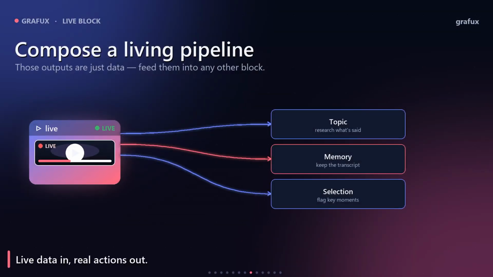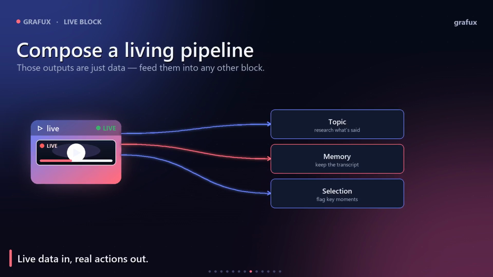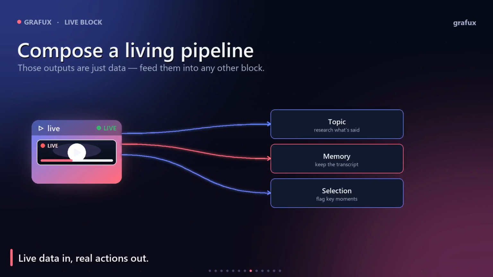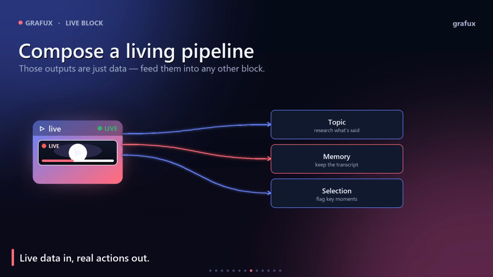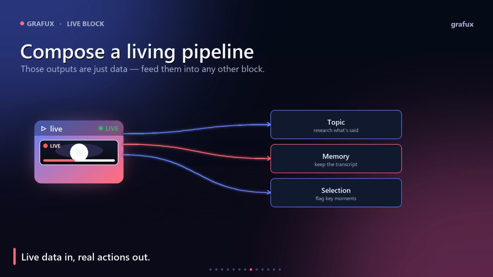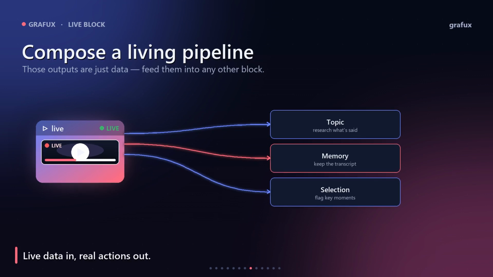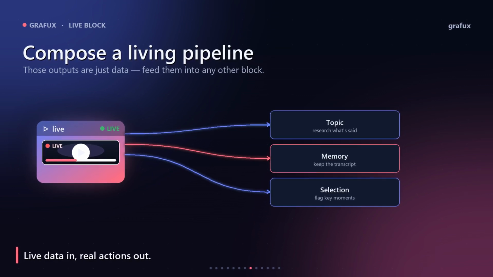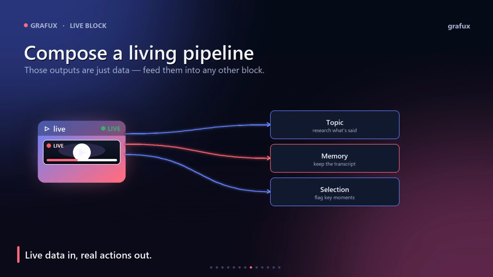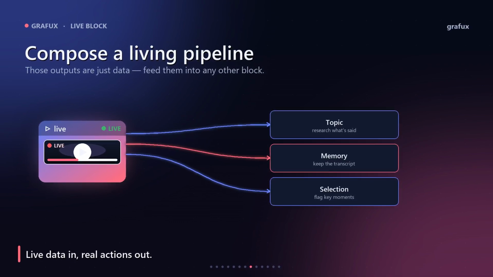And because those outputs are just data, the real power shows up when you compose. Feed the live block into a topic block, a memory block, and a selection block, and watch the whole thing come alive. In minutes, you have built a living, breathing pipeline visually with zero code. Change one block, and everything downstream updates automatically, always in sync.